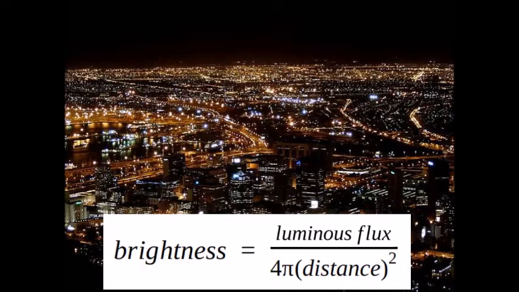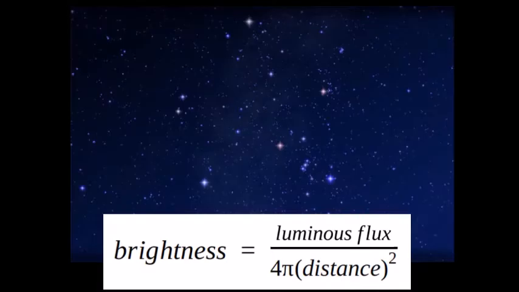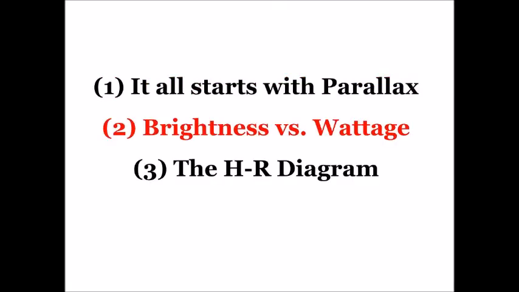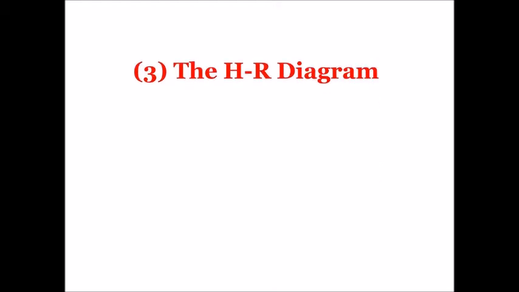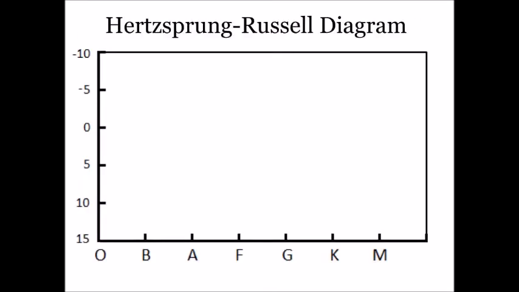find distance. But how do you do that with stars? How can we find the luminous flux, or call it luminosity, or just stick with wattage? How do you find that for a star? Again, it all starts with parallax. Brightness versus wattage, they are not the same. And number 3, the Hertzsprung-Russell diagram, which is weird.